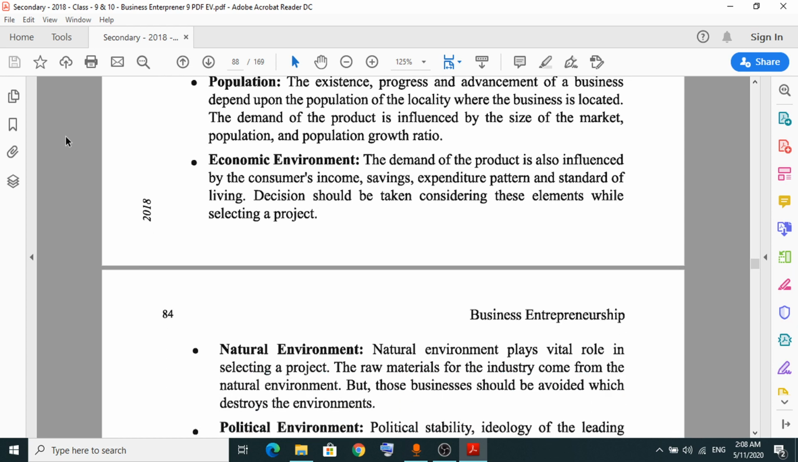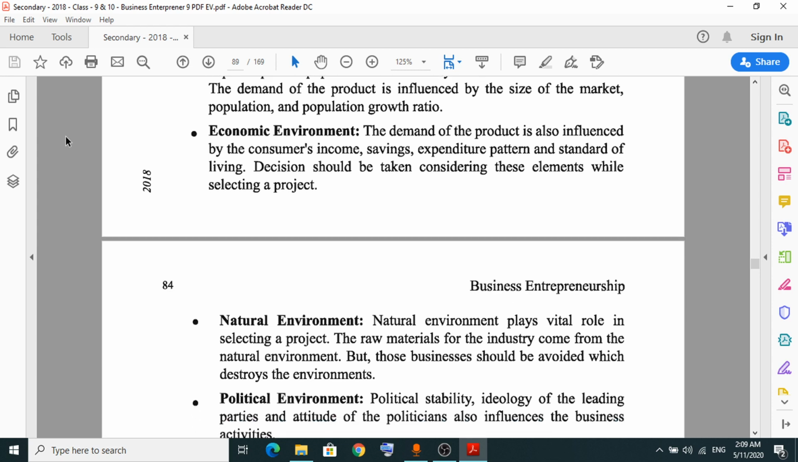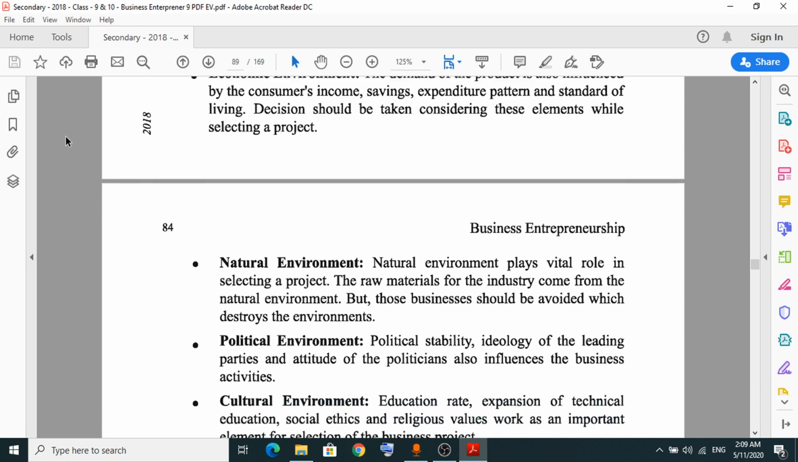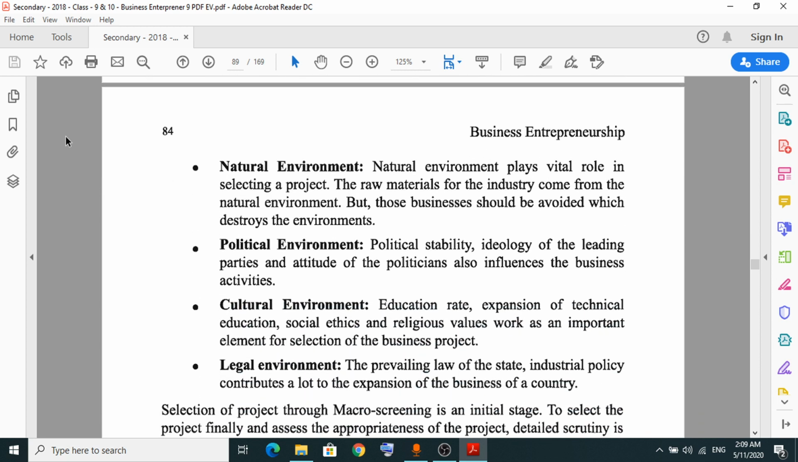Then economic environment. Where you want to start the business, the local people's income, investment, and savings are very important factors when you start a new business. Because if the people are not interested in spending money, in that area you cannot run a business successfully, because to whom are you selling, if no one is interested in buying anything. So people's income, savings, and expenditure are important things related to the economic environment, and they influence your business.